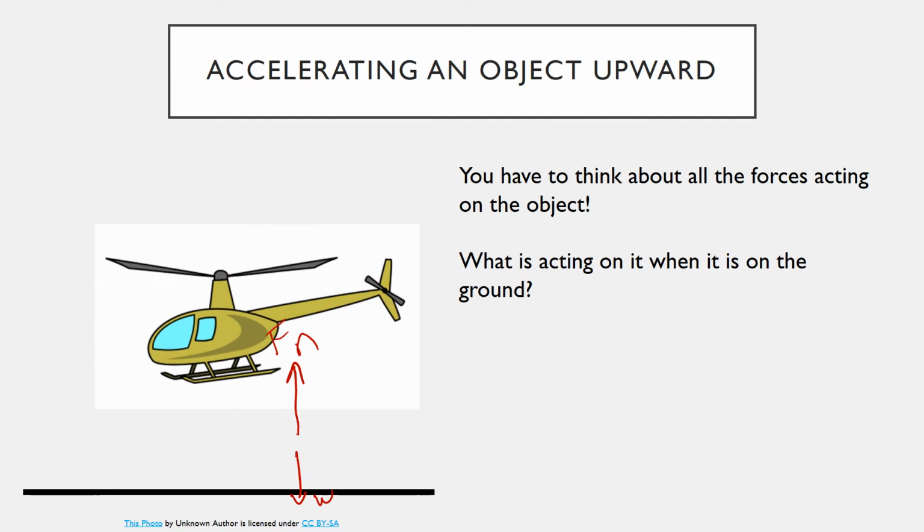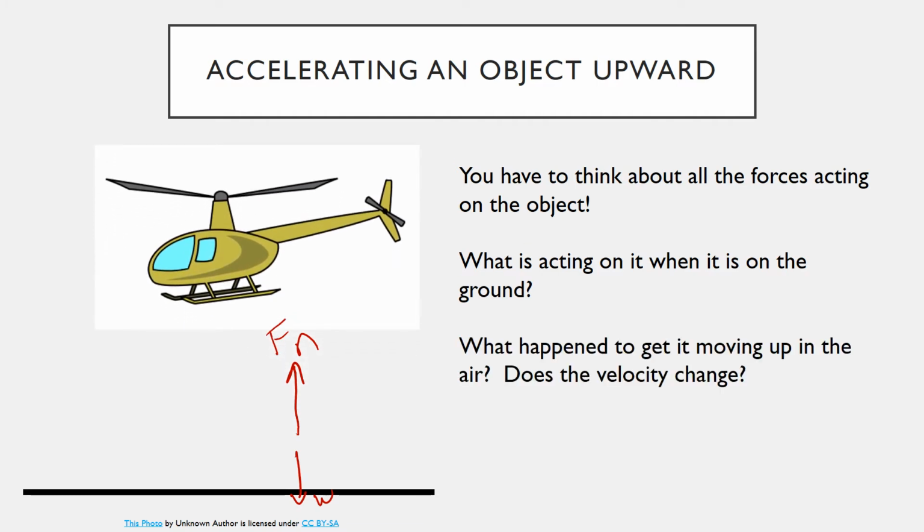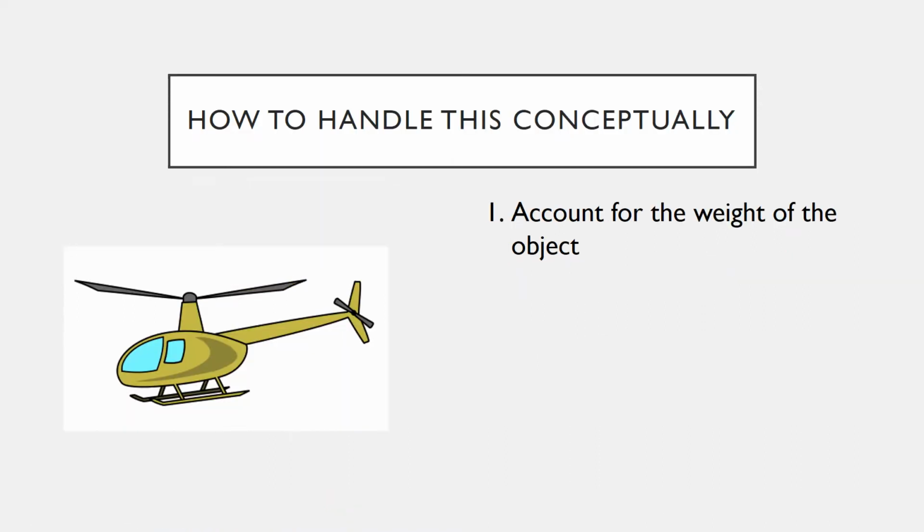But what if we want to get the object moving up into the air? What if we want to accelerate it upwards? Here we had to move it up in the air. That means we changed velocity. We had to accelerate, which means we needed a net force in the upwards direction. We needed some F net going that way to generate that acceleration.